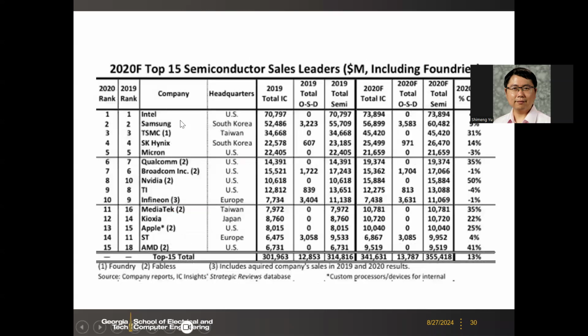2020, okay. Still at 2020, the first two over the past 20 years have not changed: Intel and Samsung. And then in 2020, you see memory companies doing pretty well, SK and Micron here. Of course, TSMC is number 3 here. And then NVIDIA ramped to number 8.